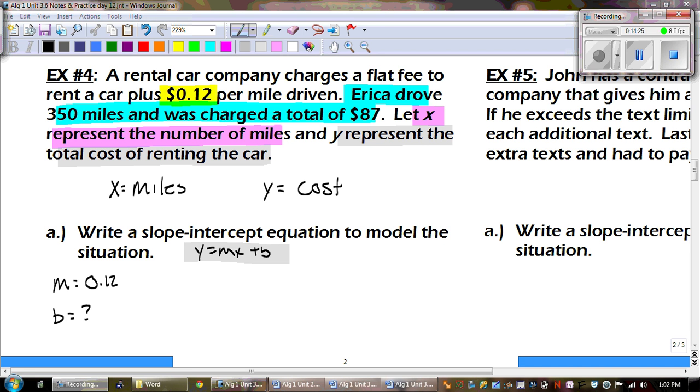Okay, how many of you guys started this and you're like, Mr. Grice, what are you talking about? They don't mention a y-intercept here. Okay, now, you should have gotten that x is your miles and y is your cost because it said that to us. You should have been able to figure out what the slope was, but let's look at the blue. It says Erica drove 350 miles and was charged a total of $87.